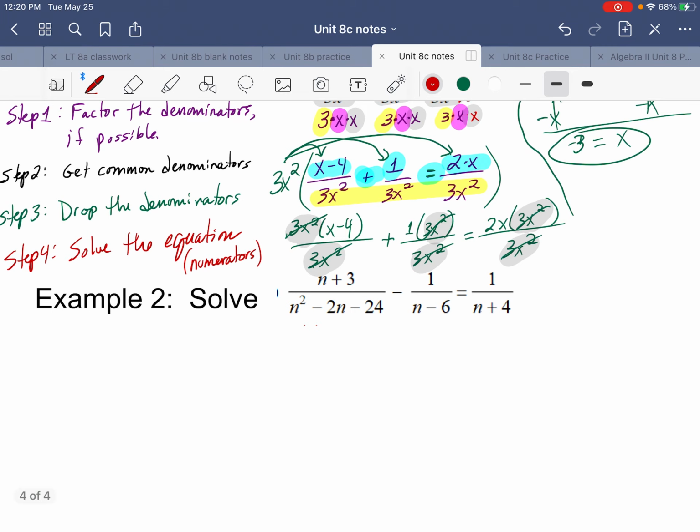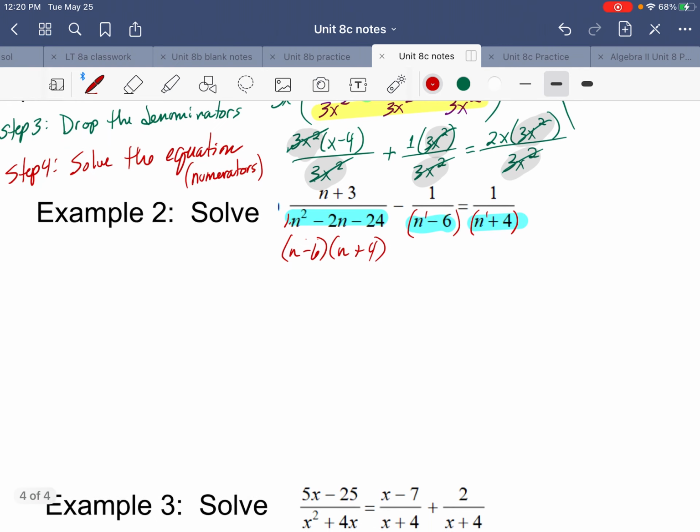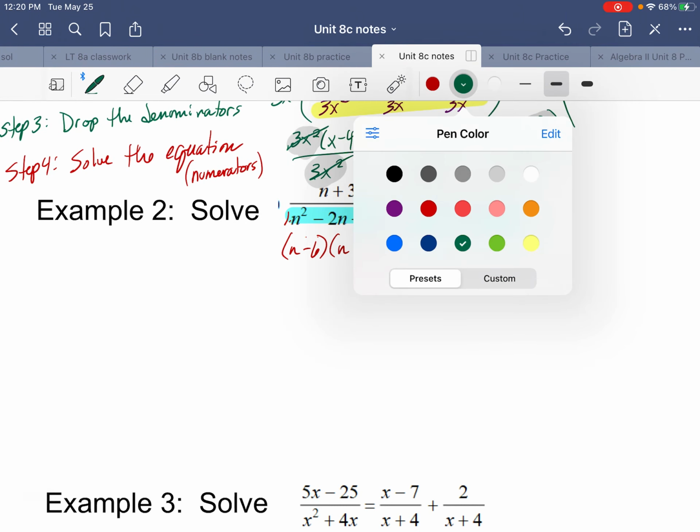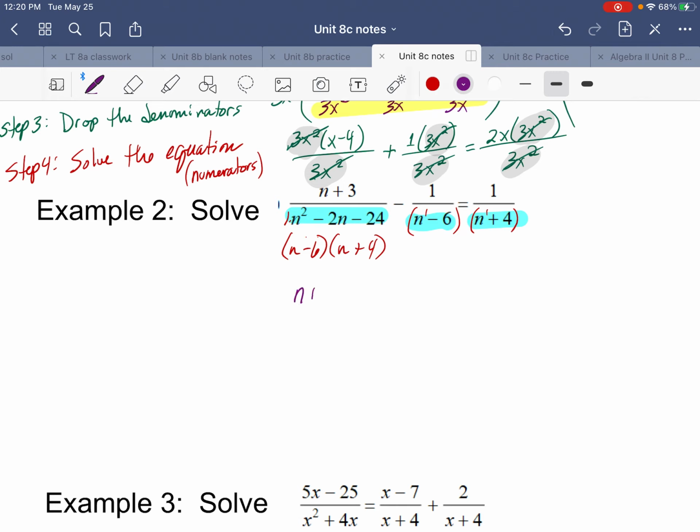All right, so example 2, factor the denominators if possible. Let's look at the denominator. Yep, we can factor this. The a is 1 in this quadratic, so we ask what two numbers multiply to c and add up to b. That would be -6 and 4. So there's our first denominator. Our second denominator, nothing to factor there, and our third denominator, nothing to factor there. So those are already factored. They're linear binomials. There's no greatest common factor, so that is all we can do. Next step, I'm going to rewrite what we have. So we factored the denominators. Now we have to get like denominators.